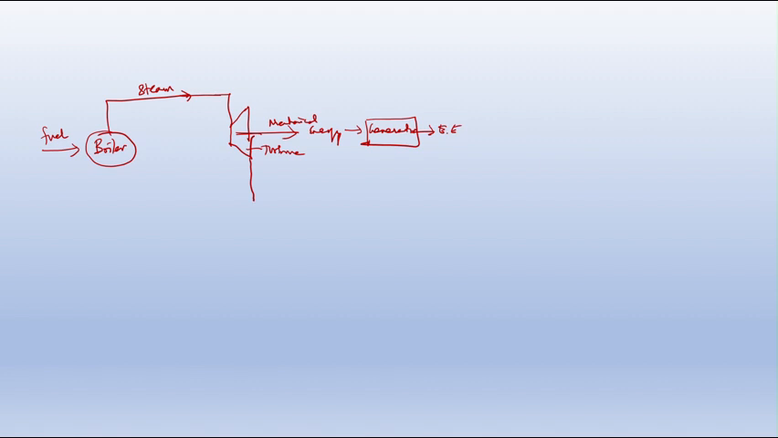After producing mechanical energy, the steam moves to another device called a condenser. The condenser is a device used to cool down the steam, converting the vapor form of steam into the liquid form in the condenser. Then it is again fed into the boiler with the help of a pump.